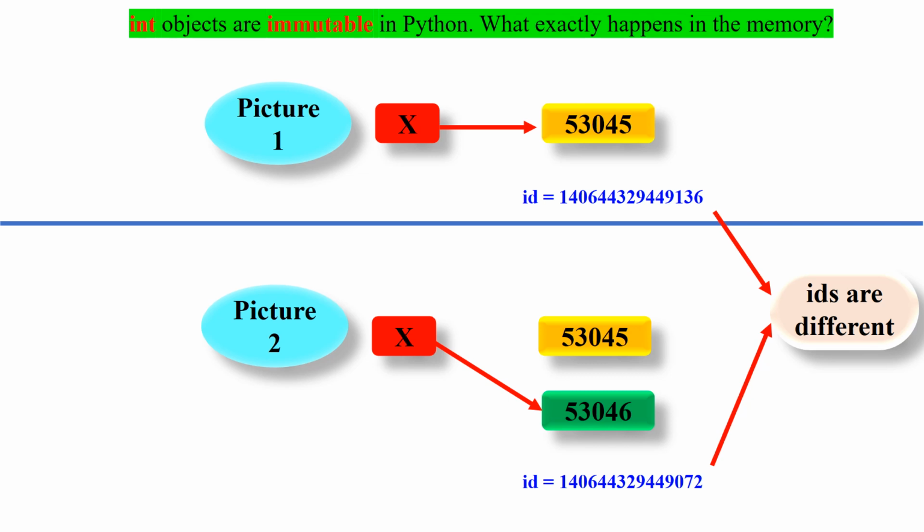The same applies for tuples, str objects, and bools as well. In other words, int and other number types such as float, tuple, bool, and str objects are immutable.